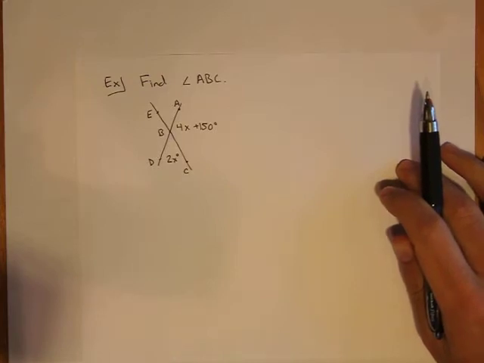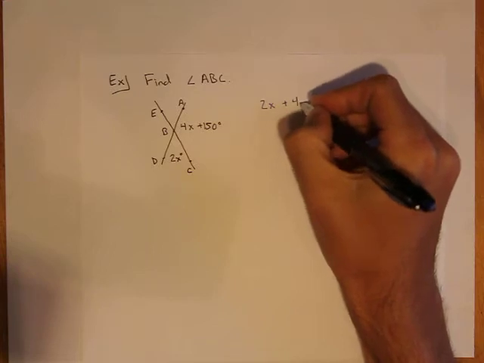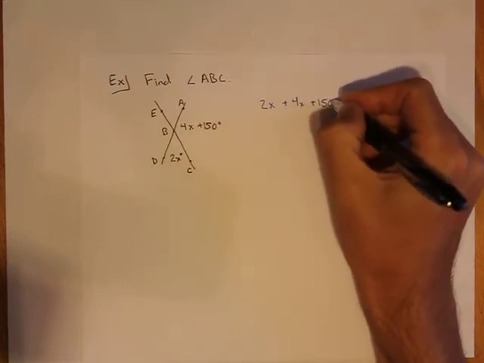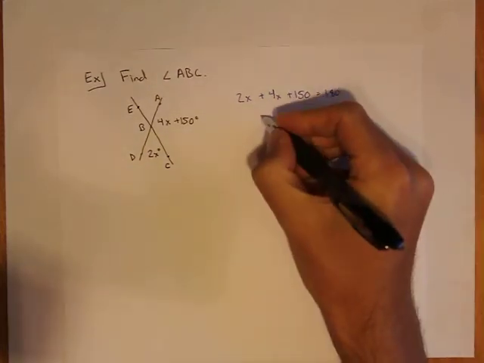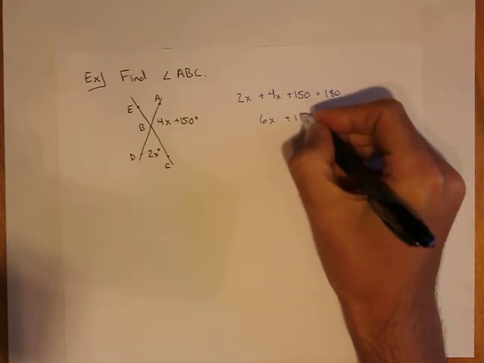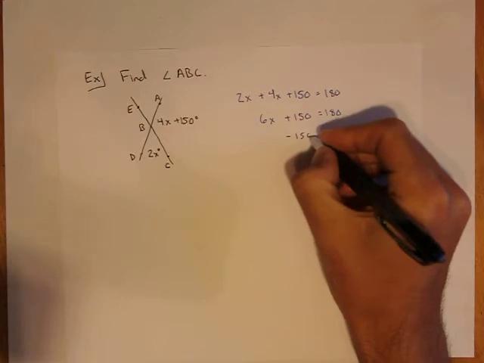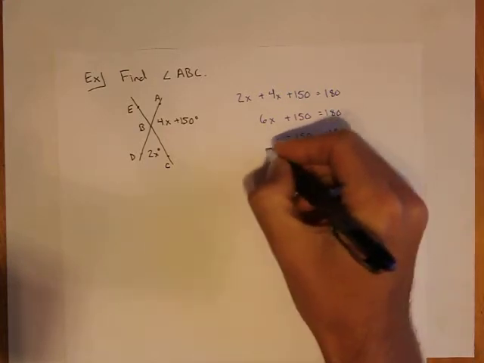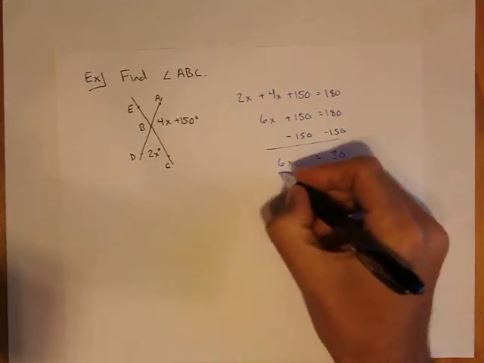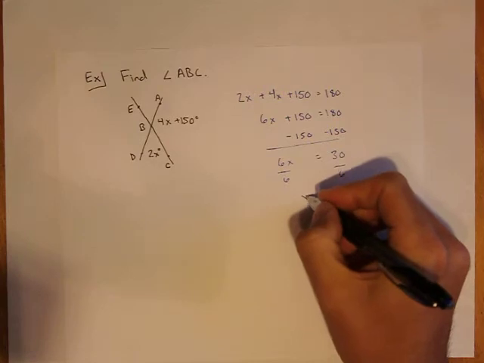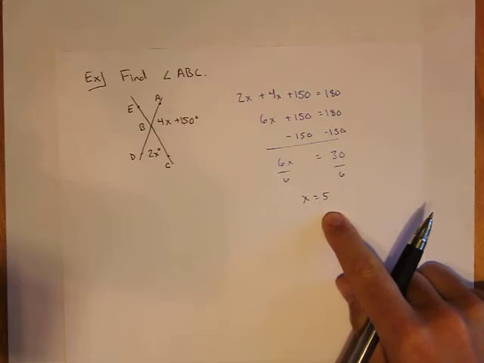So I'm going to take my two angles, and I'm going to put 2x plus 4x plus 150 is equal to 180 degrees. Go ahead and combine like terms, and I get 6x plus 150 equals 180. Subtract the 150 from both sides, and I have 6x is equal to 30. And then divide both sides by 6, and I got x equals 5. So I found x, right? I'm happy, I'm done, I got what I wanted.